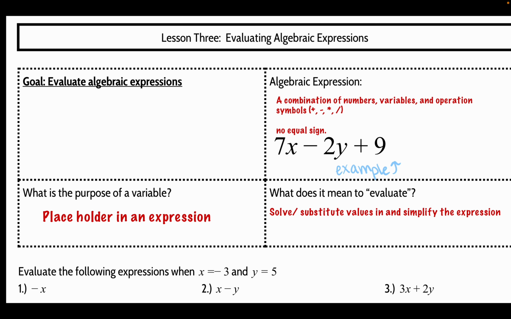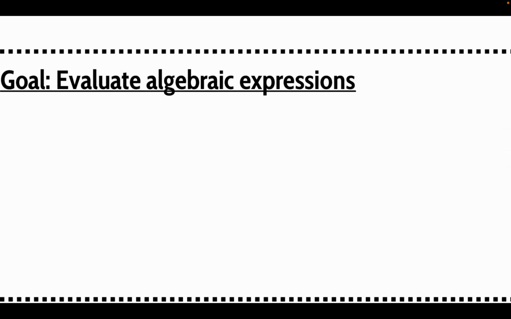Okay, lesson 3, evaluating algebraic expressions. So our goal is to evaluate algebraic expressions. Just a reminder, an expression is a combination of numbers, variables, and operation symbols, and no equal sign. So right here we have an example. We have our numbers, we have our variables, and we have our operation symbols.